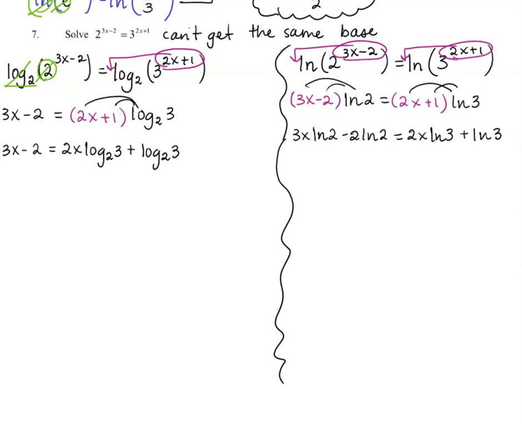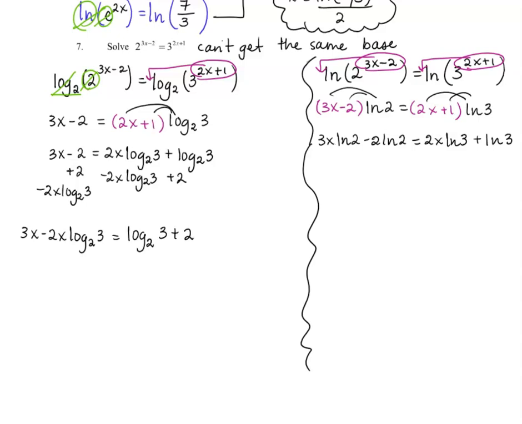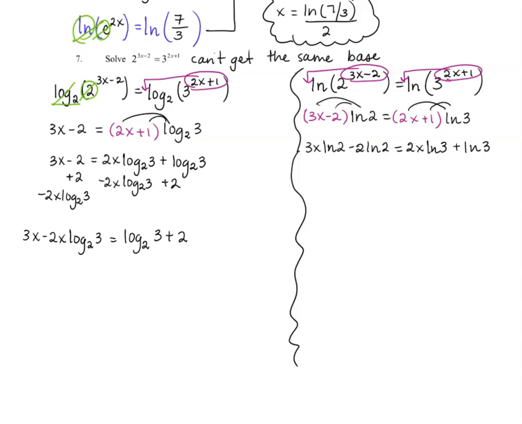Now, at this point, what we need to do is get the terms that have x on the same side of the equation so that we can factor x out. So I'm going to choose to put all my x terms on the left side of the equation. So I'm going to move this 2, and I'm going to move this 2x log base 2 of 3. And that's going to leave me with 3x minus 2x log base 2 of 3 equal to log base 2 of 3 plus 2.